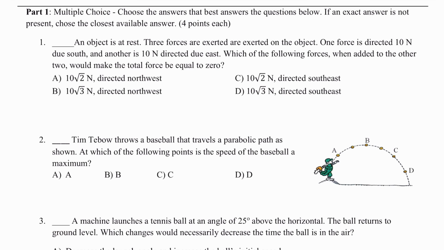Starting with number 1, it reads, an object is at rest. 3 forces are exerted on the object. One force is directed 10 newtons due south, and another is directed 10 due east. Which of the following forces, when added to the other two, would make the total force be equal to 0?